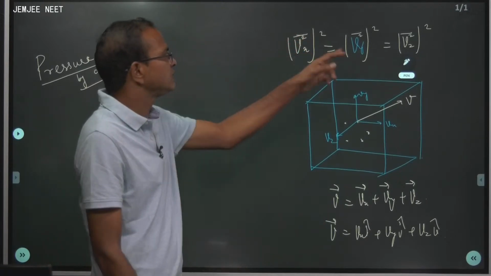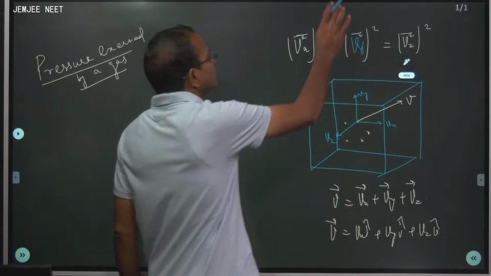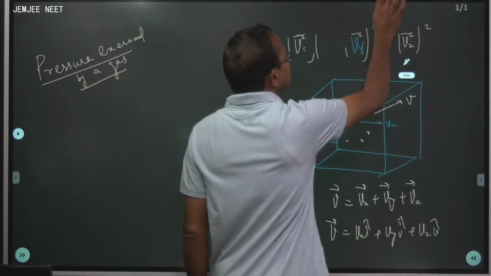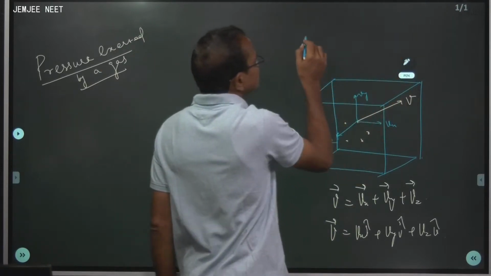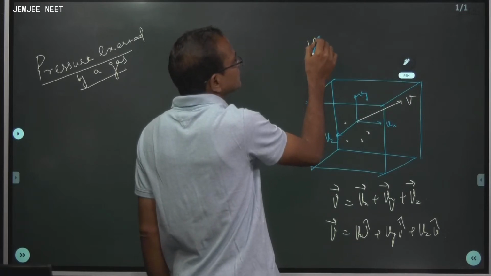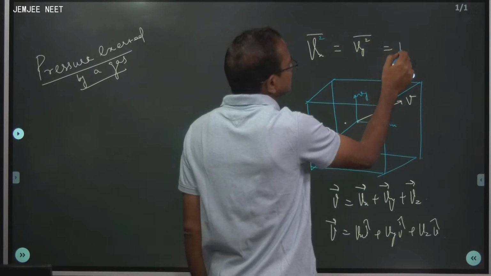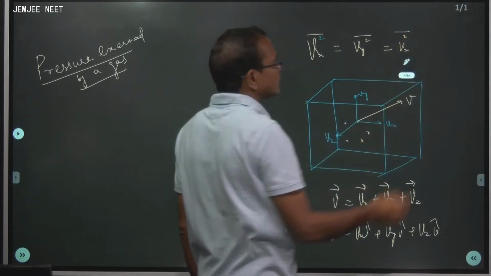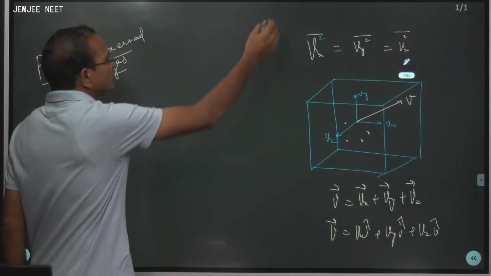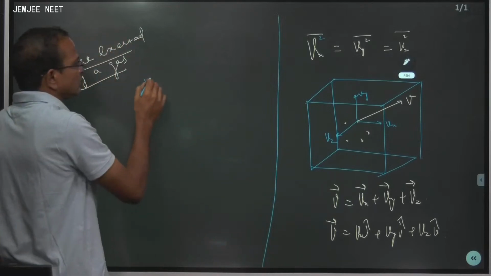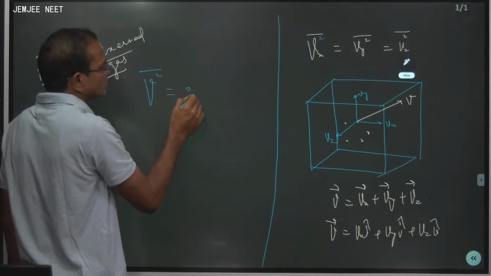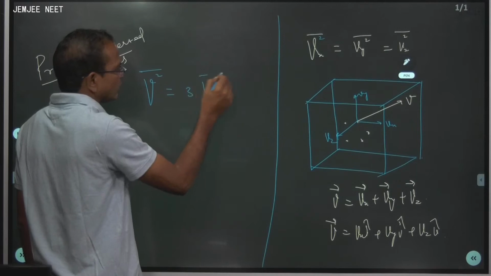These root mean square velocities are equal. Even if you remove this outer square, it doesn't matter. So Vx square bar, Vy square bar, Vz square bar. So when you want to calculate RMS velocity, V square bar is equal to 3 times Vx square bar.